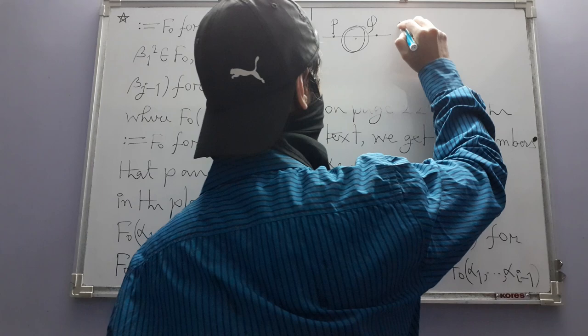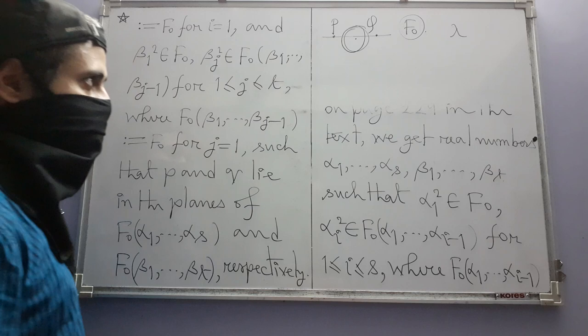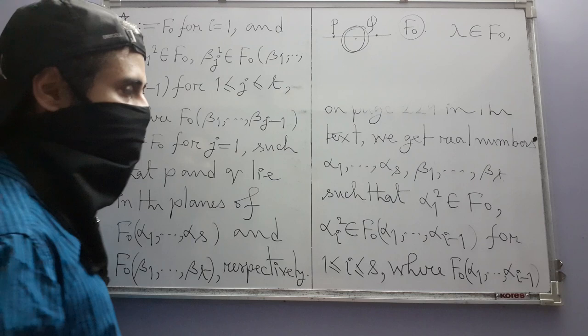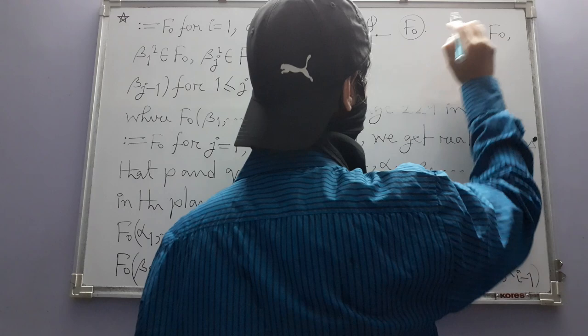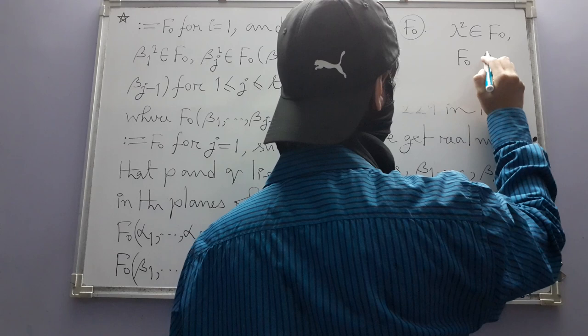Not necessarily F naught, because lines and circles are intersecting each other. So you will get some real number lambda, such that lambda squared belongs to F naught (I should not have written lambda belongs to F naught), and these new points of intersection lie in the plane of this.